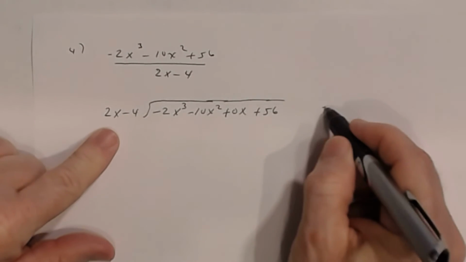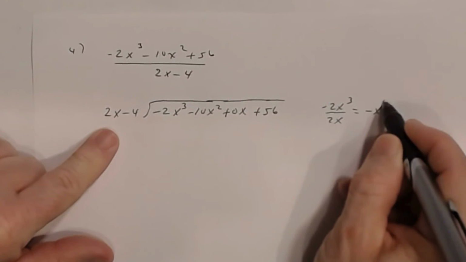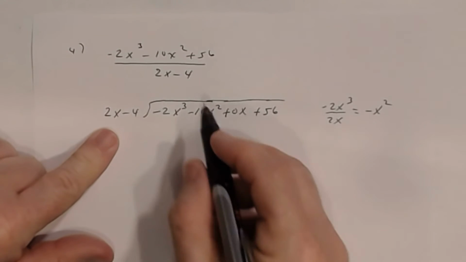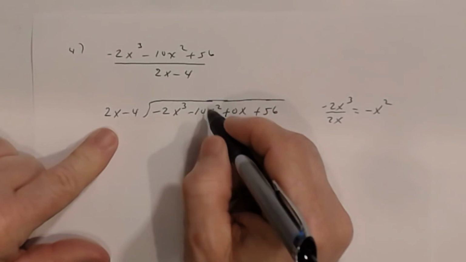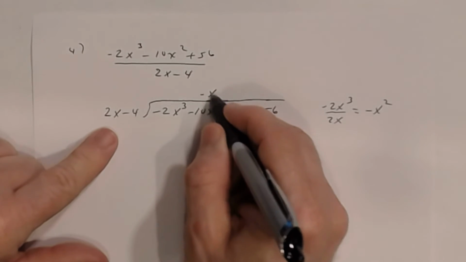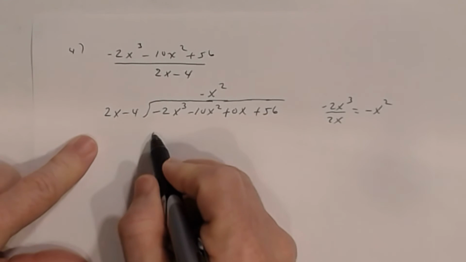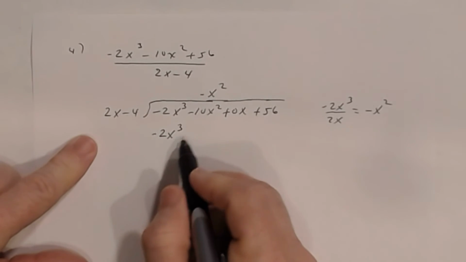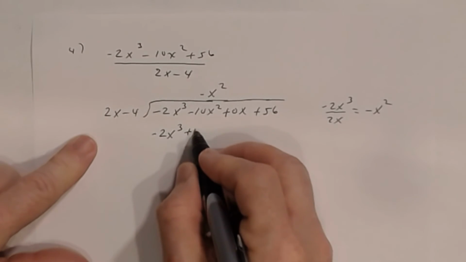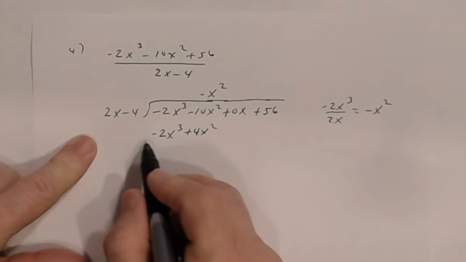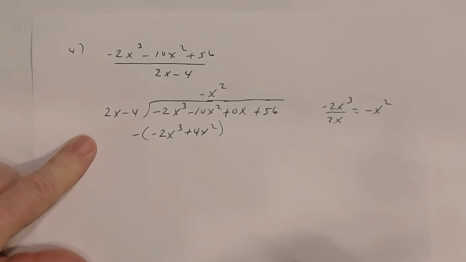Negative 2x cubed divided by 2x is a negative x squared. And so we're going to put the negative x squared above the x squared term here. So negative x squared. Then we multiply. Negative x squared times 2x is a negative 2x cubed. Negative x squared times a negative 4 is a positive 4x squared. And then you subtract, just like this.